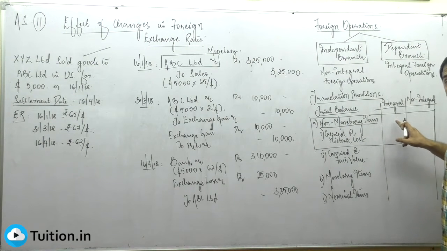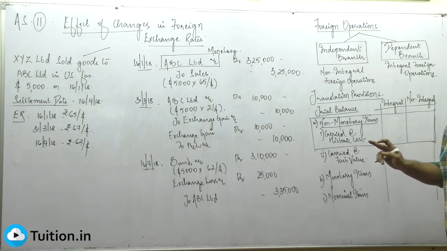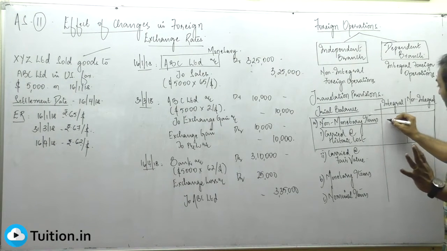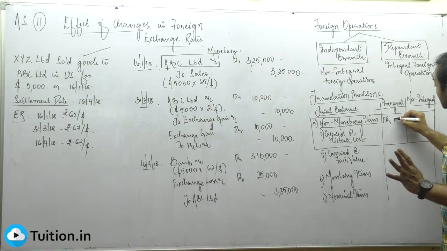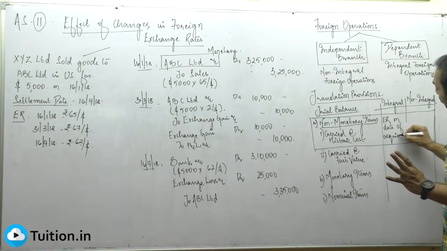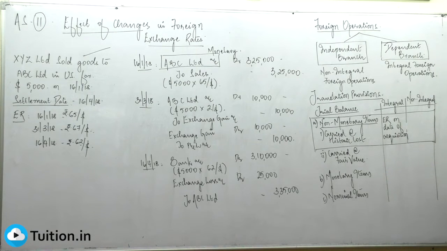Non-monetary items carried at historic cost, if it is an integral foreign operation, I'll have to apply some exchange rate. Some exchange rate I need to multiply so that the dollar becomes a rupee. Now what exchange rate am I applying? If it's an integral foreign operation, I'll apply the exchange rate on the date of acquisition. The date when I have acquired, what was the exchange rate? I'll apply that. But when I'm looking at a non-integral foreign operation, for those non-monetary items carried at historic cost, I'll simply apply the closing rate. What was the closing rate? Exchange rate on balance sheet date. Like I told you, except for this item, for all other items the exchange rate to be multiplied will be the same. Be it integral, be it non-integral, my exchange rate to be multiplied is absolutely the same.